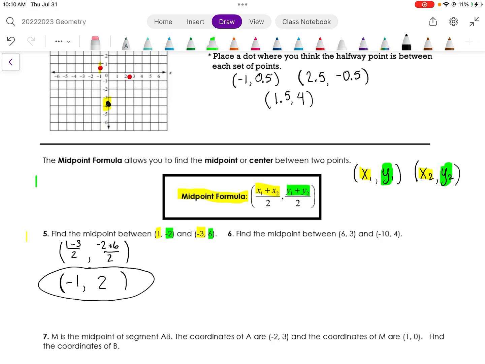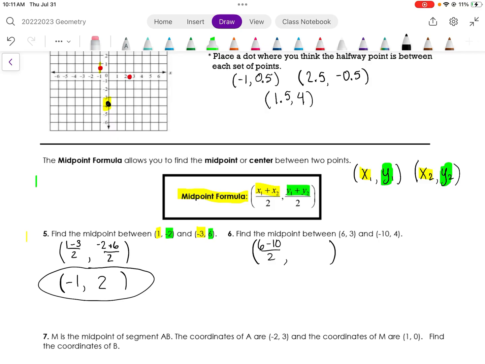All right, so let's try this one. First, let's do the x values. Our x values are 6 and negative 10. So we need to find what number is in between 6 and negative 10. So add them together. I'm just going to do 6 minus 10 and divide by 2. Same thing with the y's.